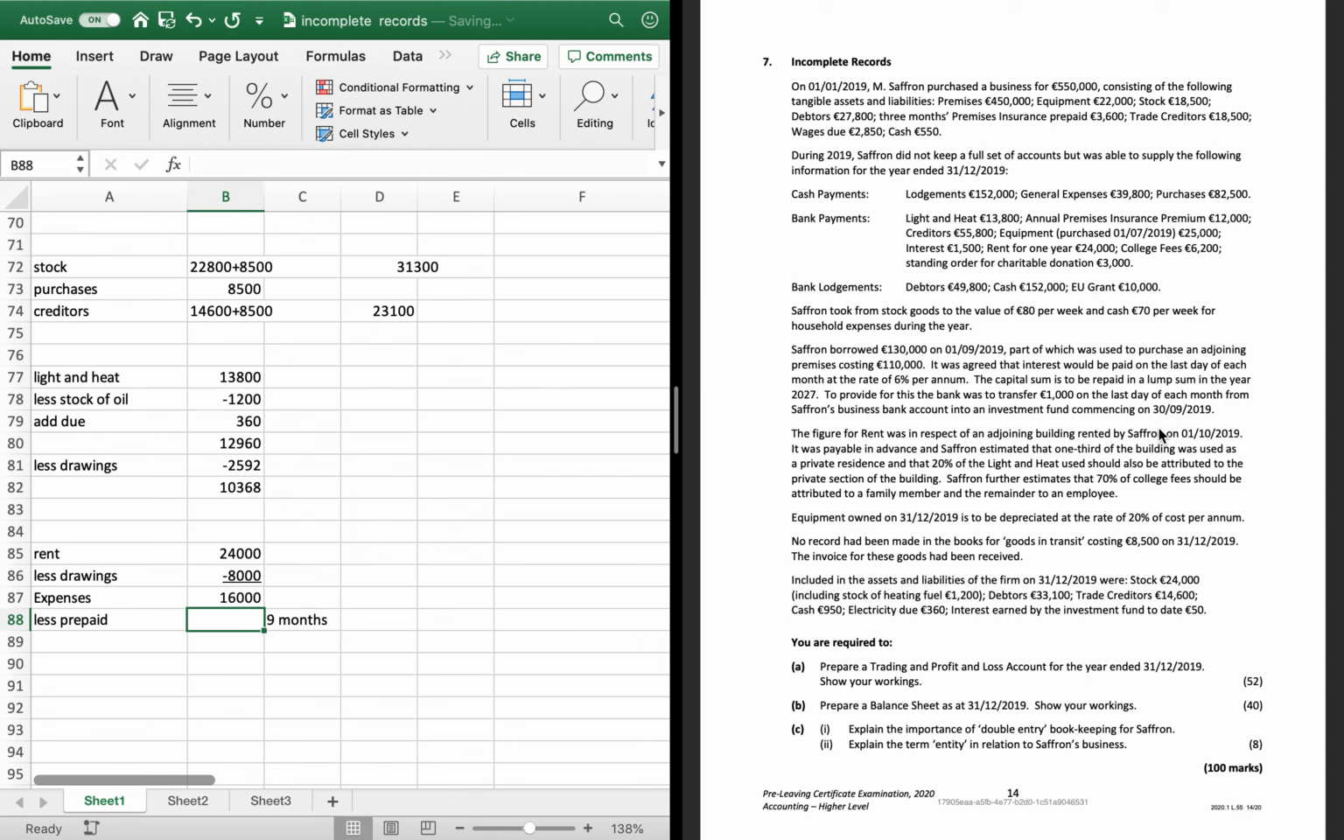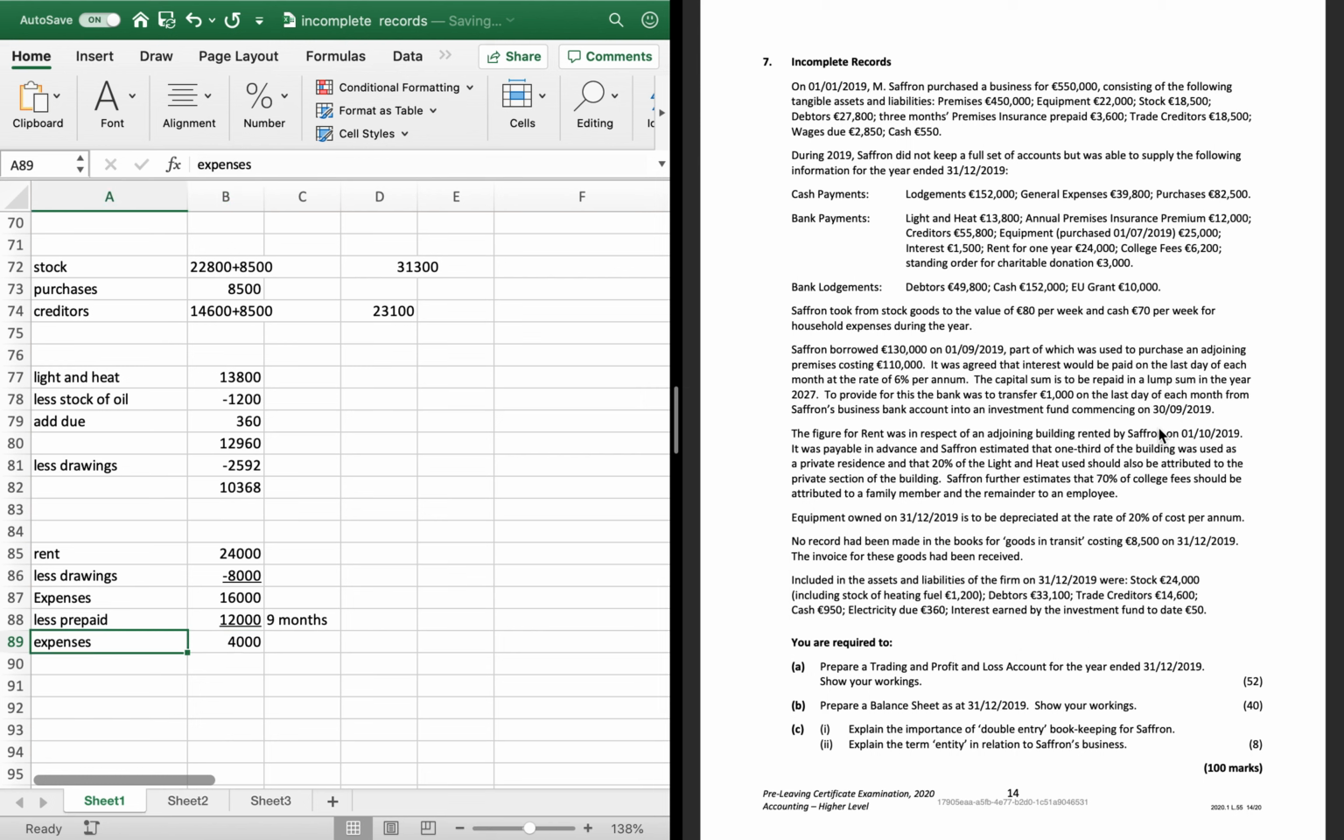So 9 months of rent are prepaid, 9 out of 12. So we take 16,000 and multiply that by 9/12, and we get 12,000. So 12,000 is a prepaid, and that means the expense is 4,000.